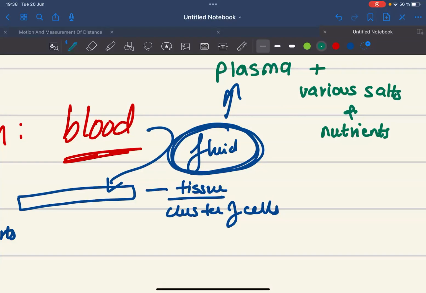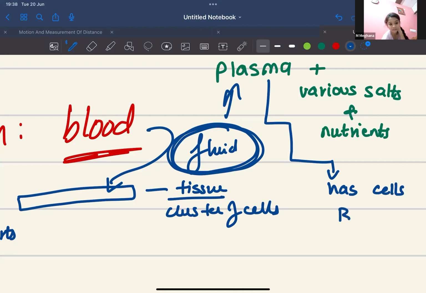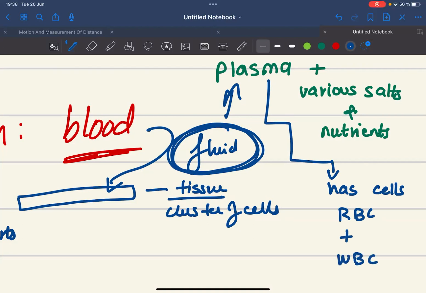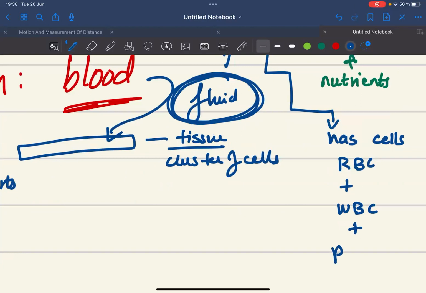So there are cells present in the blood that are suspended in the plasma. So what are the cells that are present in the plasma? What cells does it have? Ma'am, red blood cells and white blood cells. Red blood cells and white blood cells. Okay, and you also have another thing which is called platelets. So plasma has RBC, WBC, and platelets.